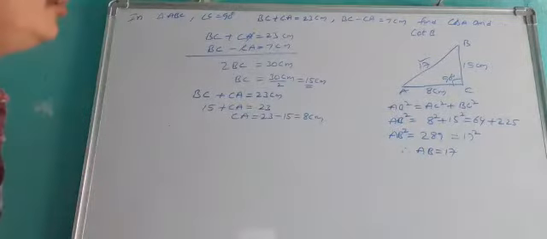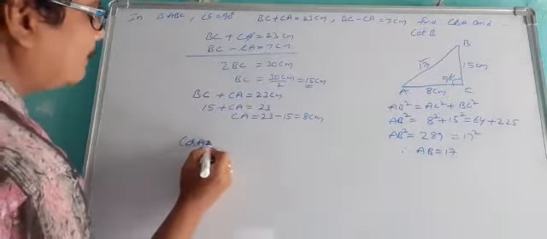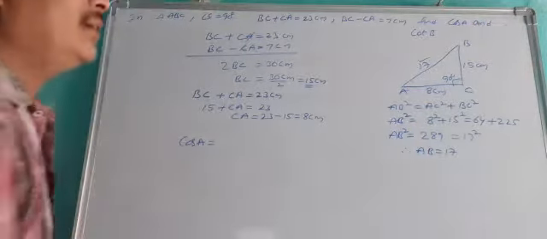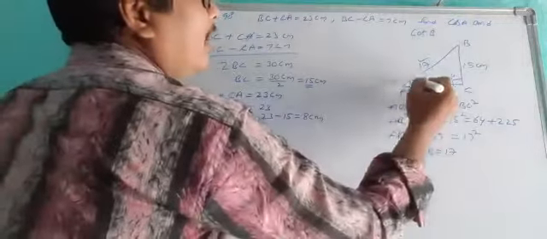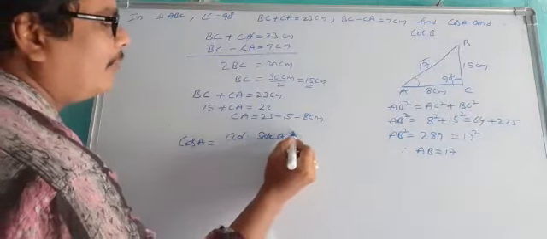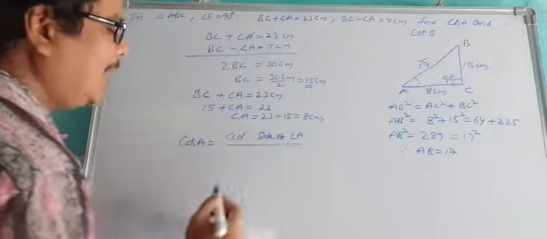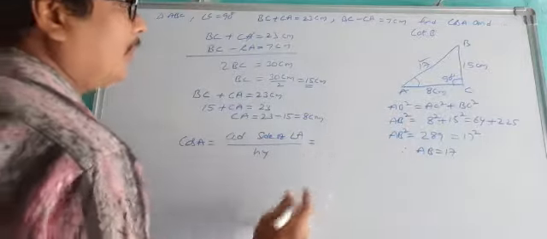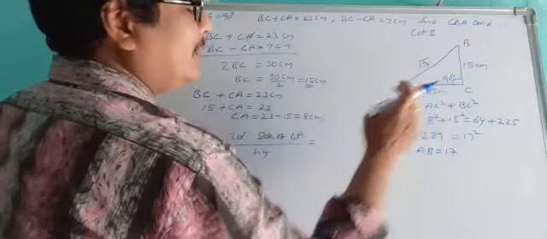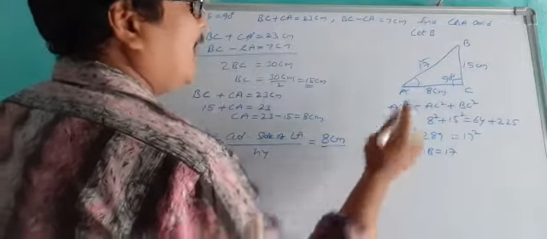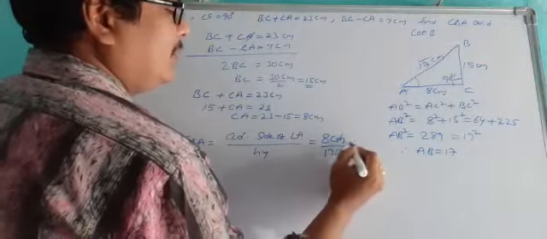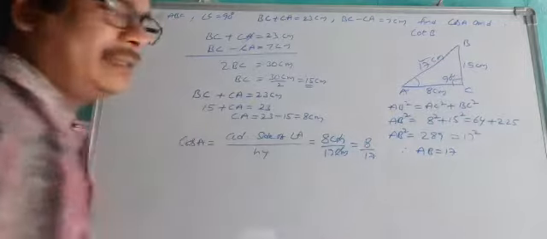Now what do we want? We want to find cos A. That means cos with respect to angle A. Cos theta means what? Adjacent side of angle A by hypotenuse. Okay, where is the adjacent side of angle A? This is the angle A, its adjacent side is 8 centimeters, by hypotenuse equal to how much? 17 centimeters. Centimeters cancel, that equal to 8 by 17.